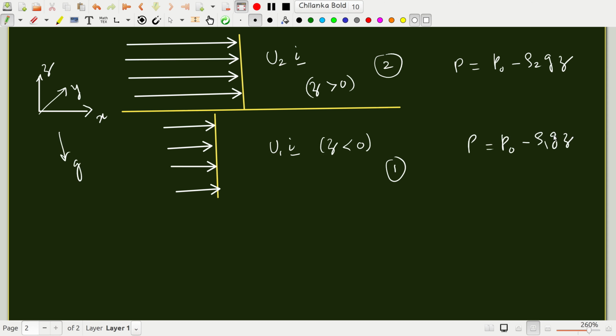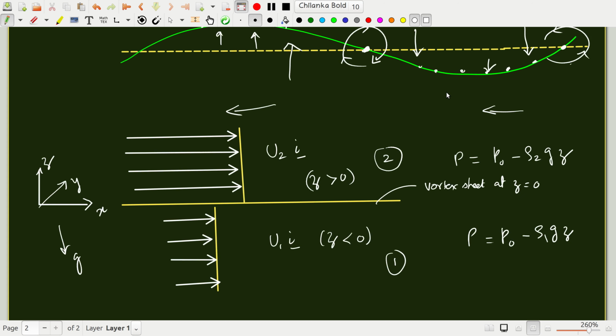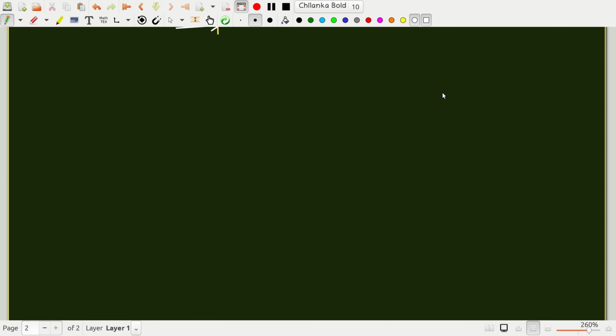Okay, now this is a vortex sheet at z equal to 0. Okay, this is a collection of line vortices, as I just told you. This is the configuration. We want to understand the stability of this configuration. Let's make some assumptions to begin with. The flow is irrotational.